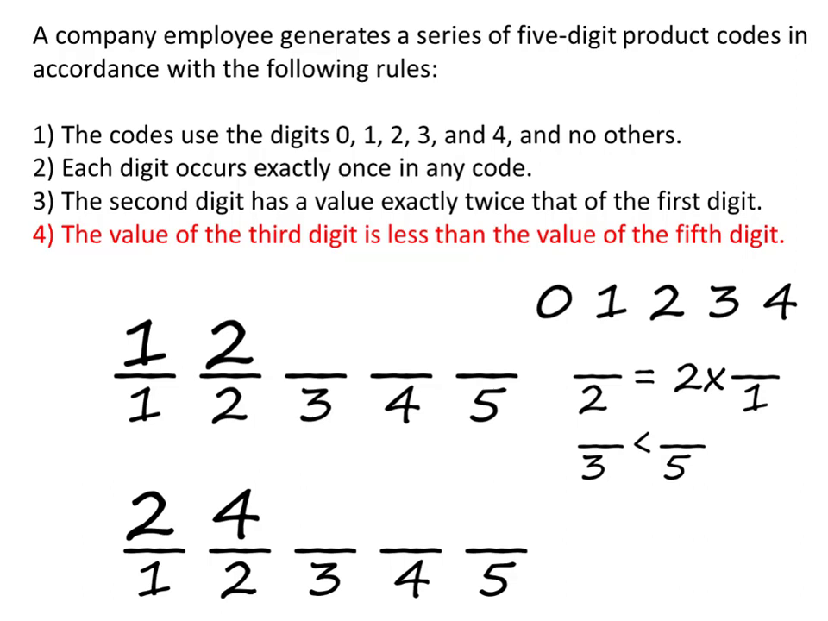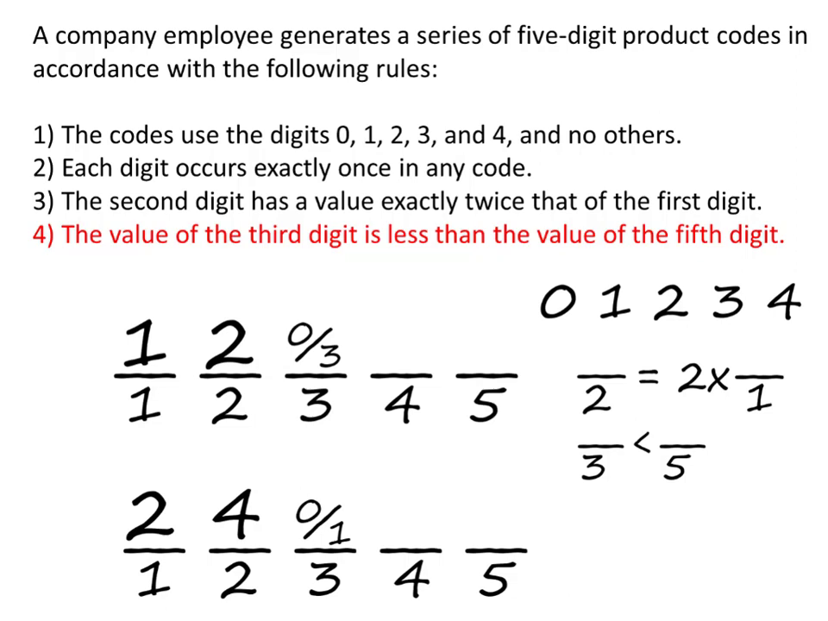Since the third digit has to be less than the fifth, in the top it won't be allowed to be 4, and in the bottom it won't be allowed to be 3, because we have to save a number that's larger than the third digit for the fifth digit. That's also going to limit the fifth digit.